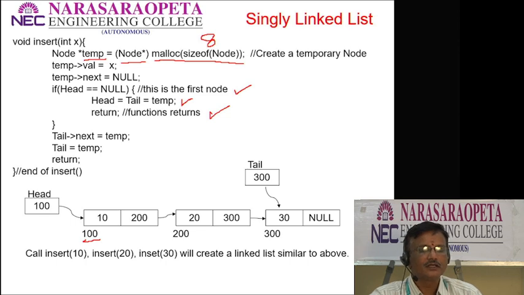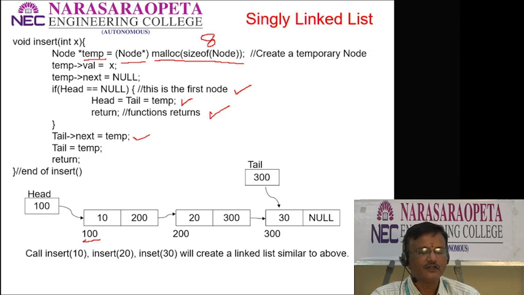Is head null? No, it's not null. Head is actually having the value 100. Head and tail both have 100 because we have previously inserted 10. Both the pointers are actually pointing to the first one, that is 100. So the condition is false, head is not equal to null. So what will happen? It will execute this part. So what will happen? Tail of next equals to 200. Head and tail both are pointing to 100.